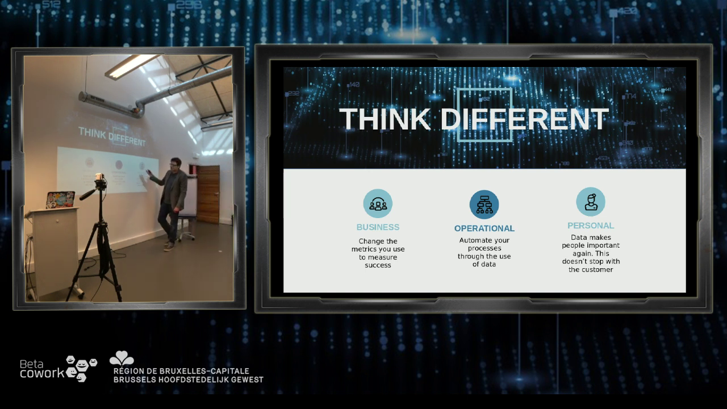So when I say think different, what does it actually mean? Well, on a business side, you're going to change the metrics you use to measure success. You're going to use reach, for example, to see how far you can go and touch people with your products or with your services. Operational-wise, you're going to automate processes. You're going to make it easier to handle data. You're going to make processes data-driven.